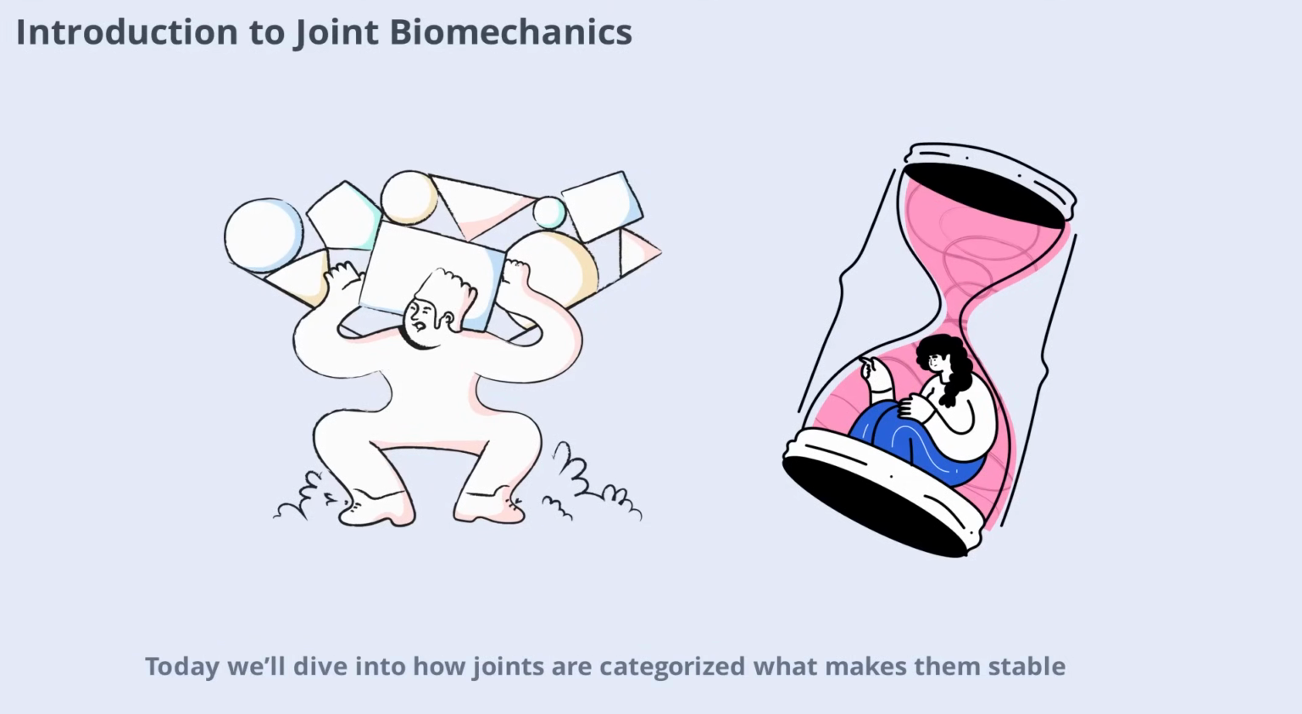Today, we'll dive into how joints are categorized, what makes them stable, and the roles of different types of cartilage. Understanding joint biomechanics is essential for anyone interested in movement science, physical therapy, or sports medicine. We'll start by defining what a joint is and why its stability is crucial for everyday activities from walking to lifting. By the end of this video, you'll have a clearer picture of how our joints work together to support movement and resist injury. Let's begin by looking at the basic structure and function of human joints.